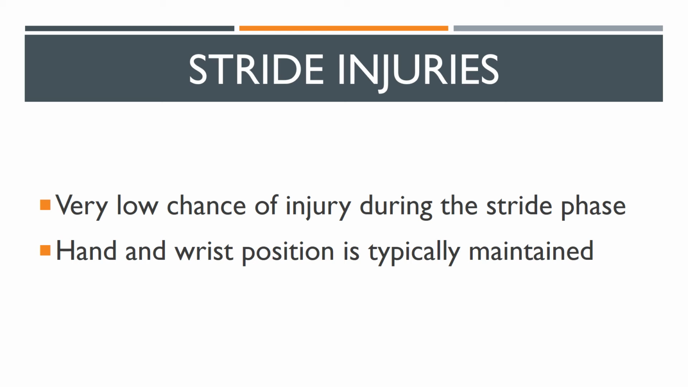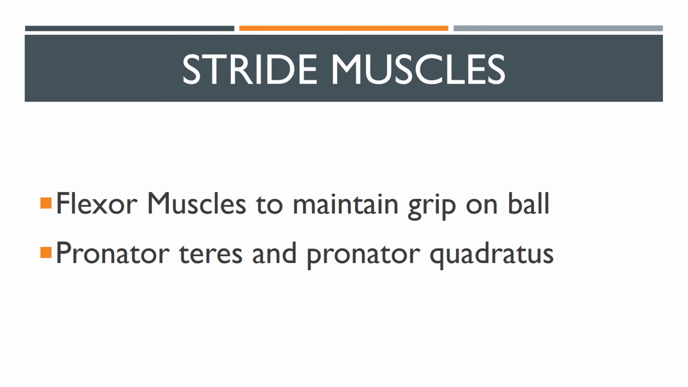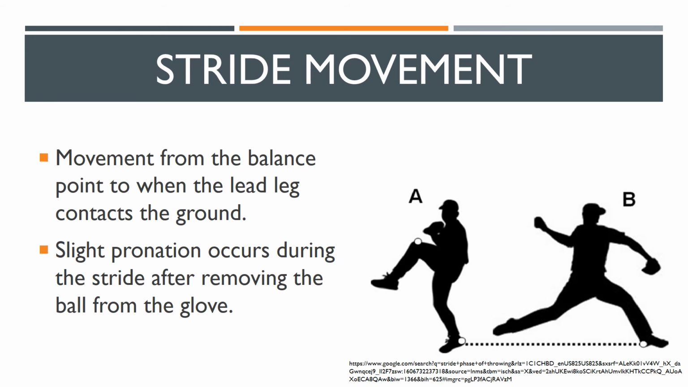The hand and wrist position is typically maintained. Stride muscles include the flexor muscles to continue maintaining the grip on the ball, pronator teres and pronator quadratus. The stride movement is the movement from the balance point to when the lead leg contacts the ground. There's slight pronation that occurs in the stride after removing the ball from the glove. You can see that in the figure B.